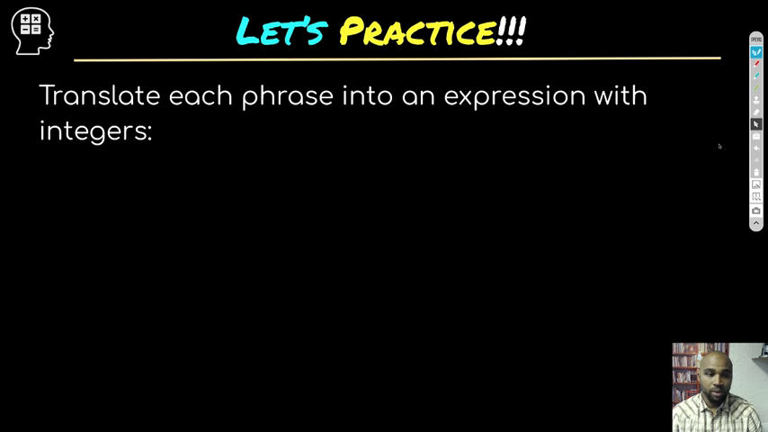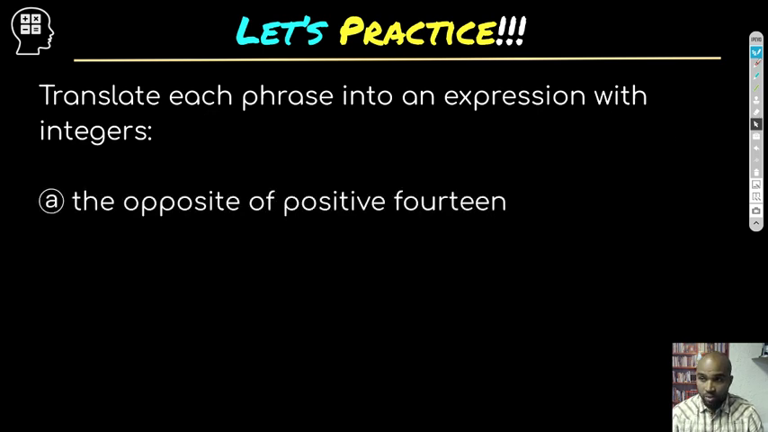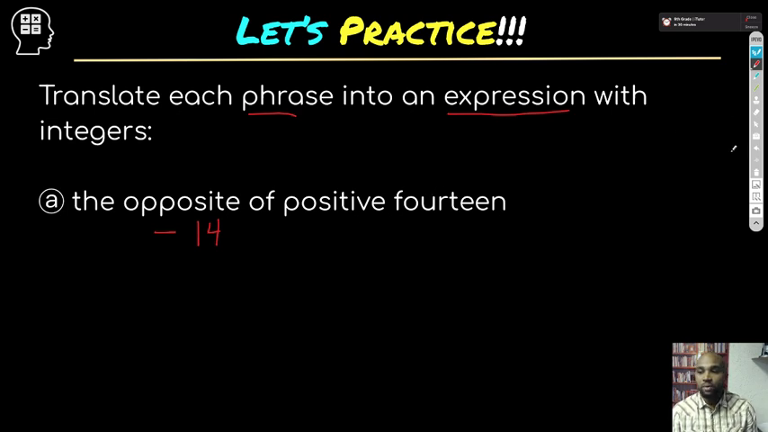So let's practice a little bit on that. How do I write this one? The opposite of positive 14. Translate each phrase into an expression. So we're going from this phrase into an expression. How do I get this into an expression? The opposite means we're going to write the opposite of a positive 14. And that's it right there. That's the opposite of a positive 14.